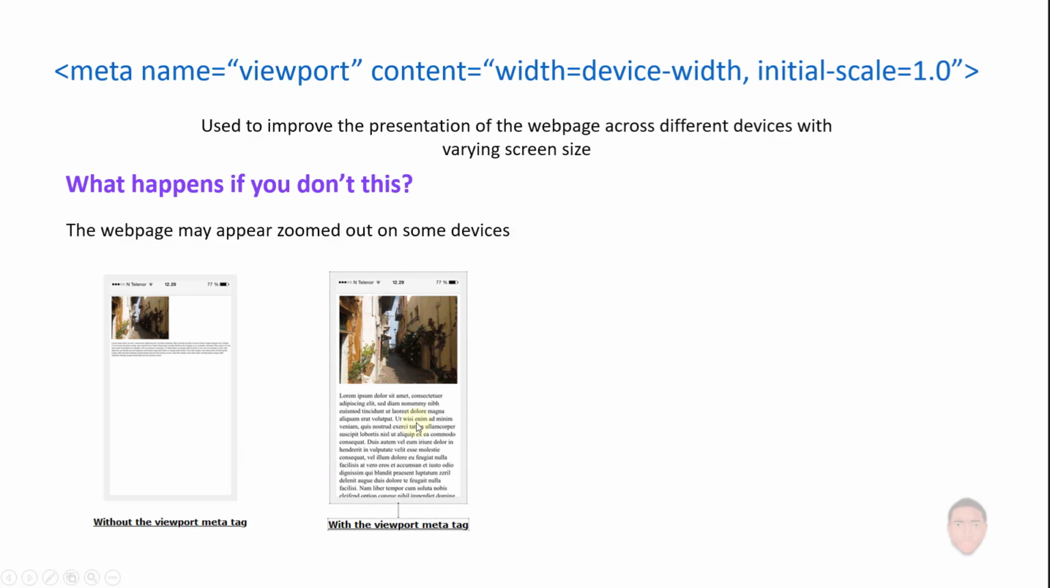So this is an example I got from W3 Schools. On the left, you can see that this page was designed without specifying the viewport. And on the right, you can see a page that was designed specifying the viewport. So the one on the right looks good. It looks accurately zoomed in at 100%. But the one on the left is zoomed out. You can't really see the text. So having this tag is important.